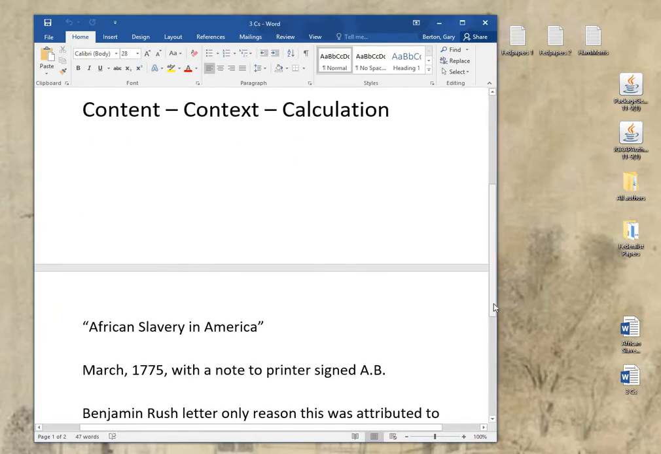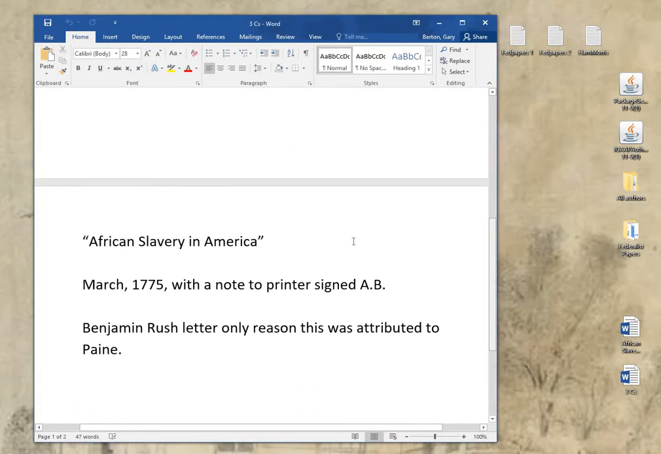a classic era in historical work, and that's African slavery in America. If you go online and type that in, you'll see 1,000 references to Thomas Paine being the author. And that was started by a man named Moncure Conway, who did the first relatively up-to-date collected works of Thomas Paine back in the 1890s. And he put this piece in.